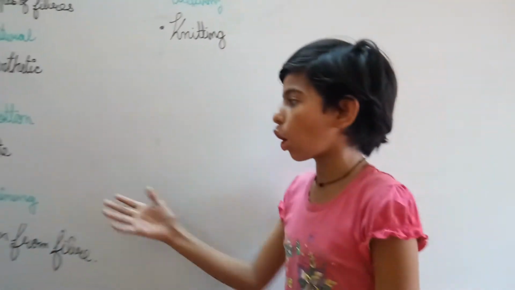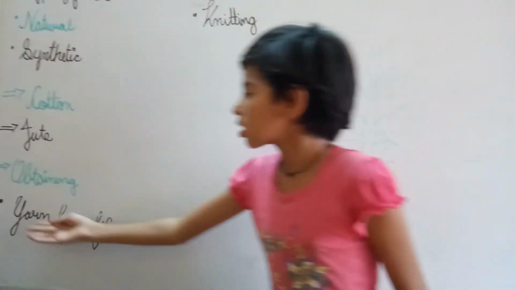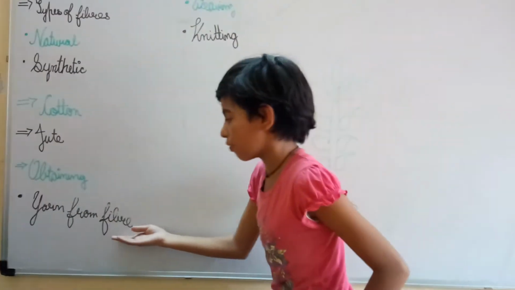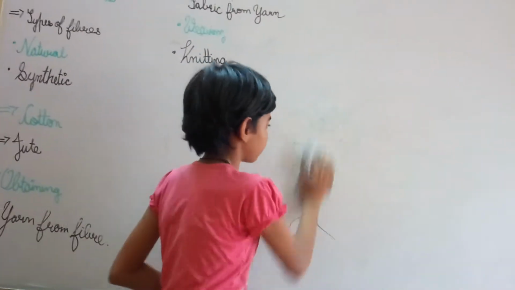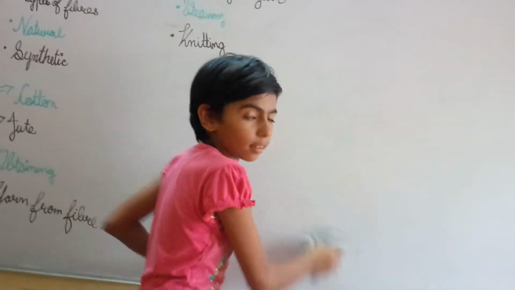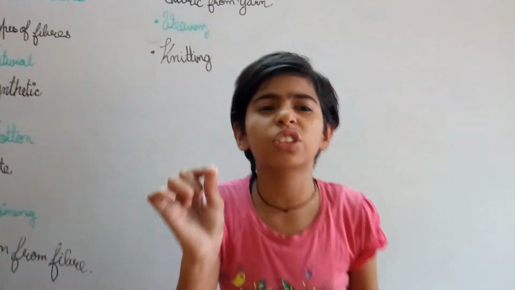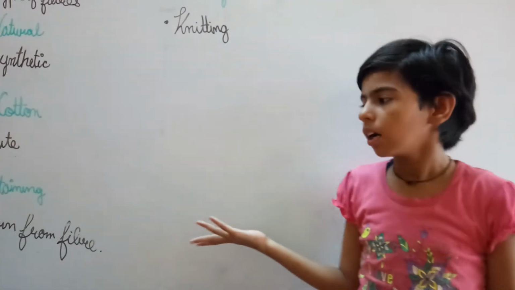So now we are obtaining yarn from the fiber. What is yarn? What is fiber? Fiber is a thin hair-like or thread-like structure which is used to make yarn. Yarn is the continuous twisting of the fiber.